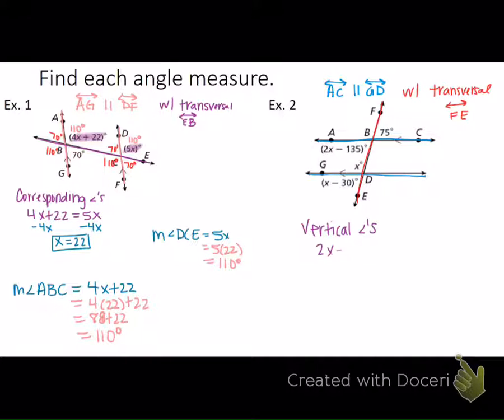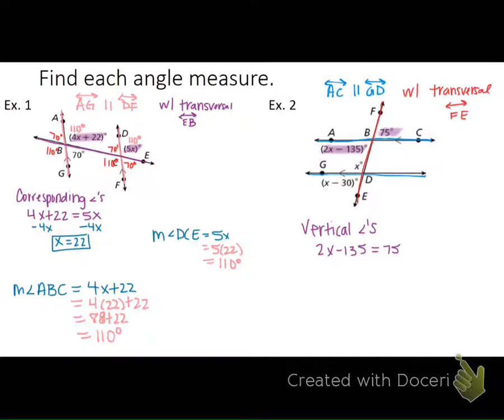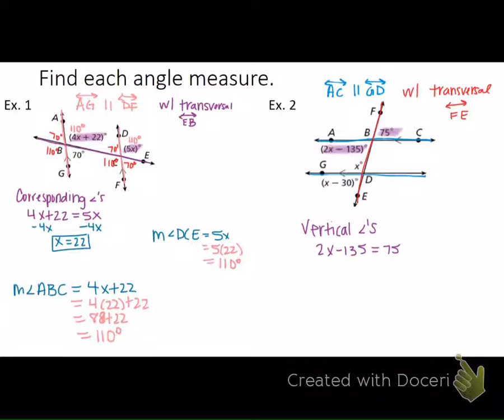So 2x minus 135 equals 75. They both look acute here too, so that makes sense there. Now, do you have to set up any other relationship? Even though there's x's and stuff in here, do you have to set up any other relationship? Or is it when you find x you're good and you can just plug it in? What do you have to do?